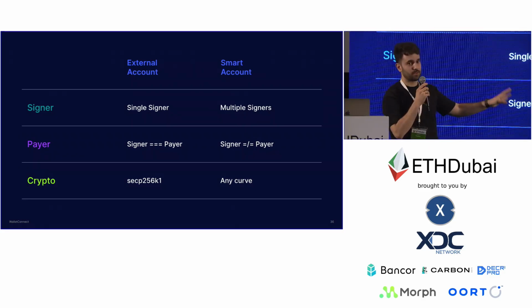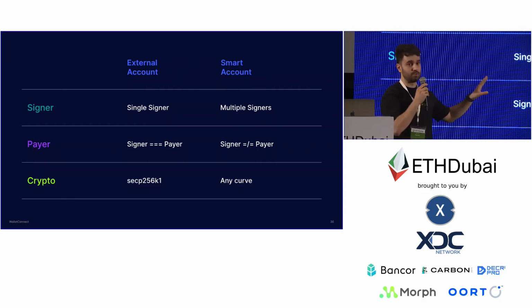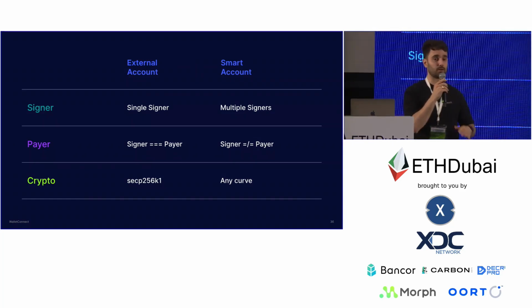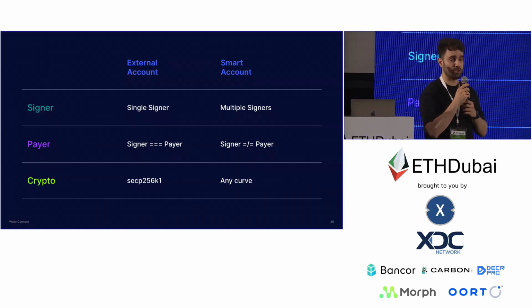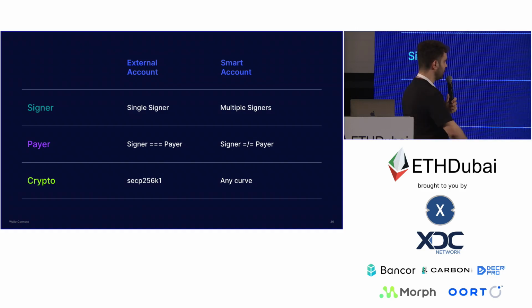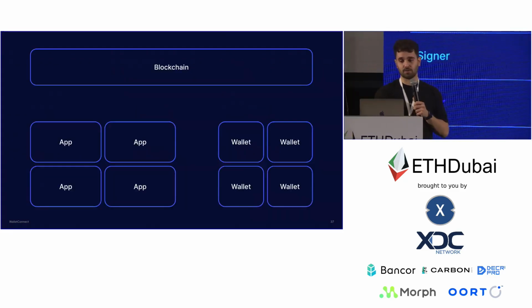The other thing smart accounts make possible is that you can use any curve. Now you're not limited to the cryptography that Ethereum has decided to use, which is the same one as Bitcoin. You could actually use multiple cryptography curves, which makes it much easier for us to build better experiences for users.